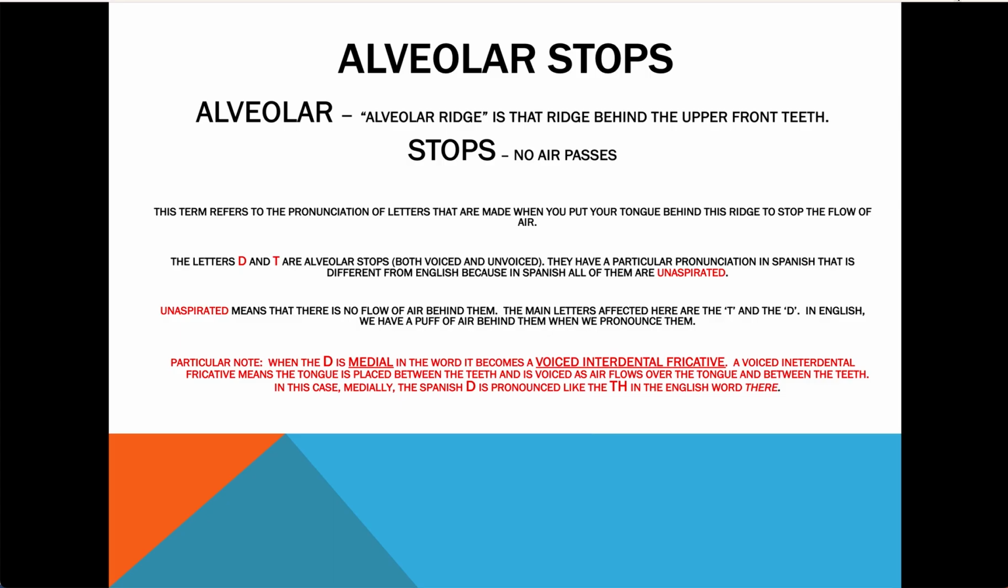Of particular note, when the D is medial in the word, it becomes a voiced interdental fricative. A voiced interdental fricative means the tongue is placed between the teeth and is voiced as air flows over the tongue and between the teeth. In this case, medially, the Spanish D is pronounced like the TH in the English word there.